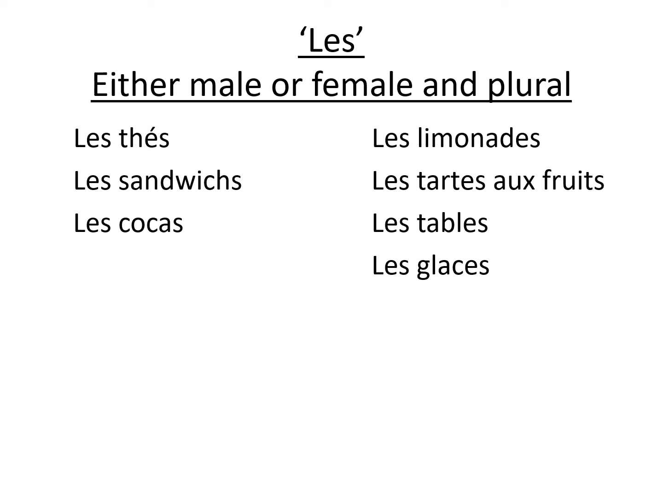That is right. Les is either male or female, but plural. What does plural mean? Have a look at the words. What do they have at the end? Correct. They have an S. So it means that les means the when there is more than one. So you would translate that by les tables would be the tables.